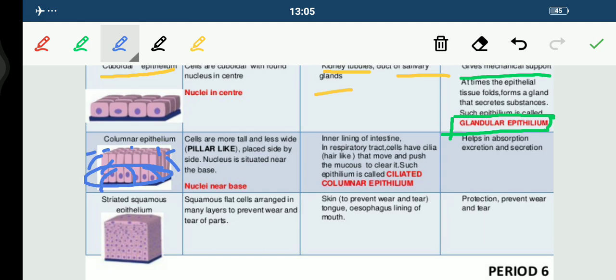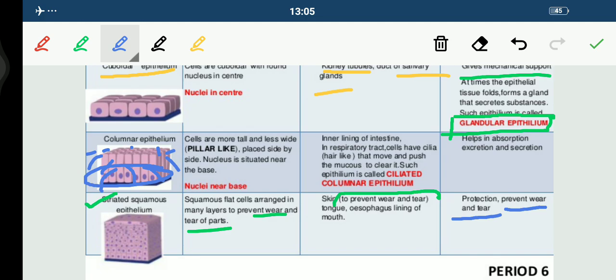The last one we have is the striated squamous epithelium, students. The structure is such that the flat squamous cells are arranged in many layers to prevent wear and tear of parts. The parts of our body may wear or tear off, so these squamous cells help us prevent that. That is why they are present in our skin, tongue, esophagus, and lining of the mouth. The main function, as already explained, is to prevent wear and tear, so definitely they help us by giving protection.